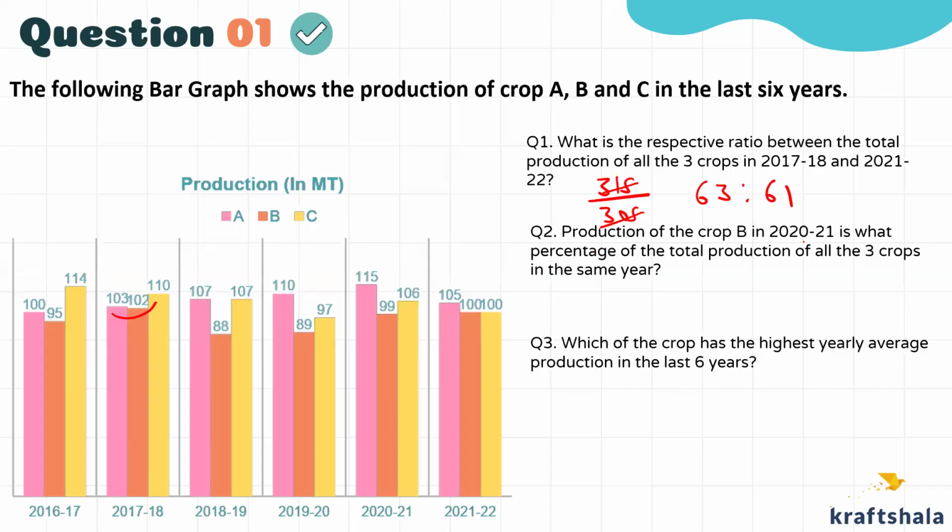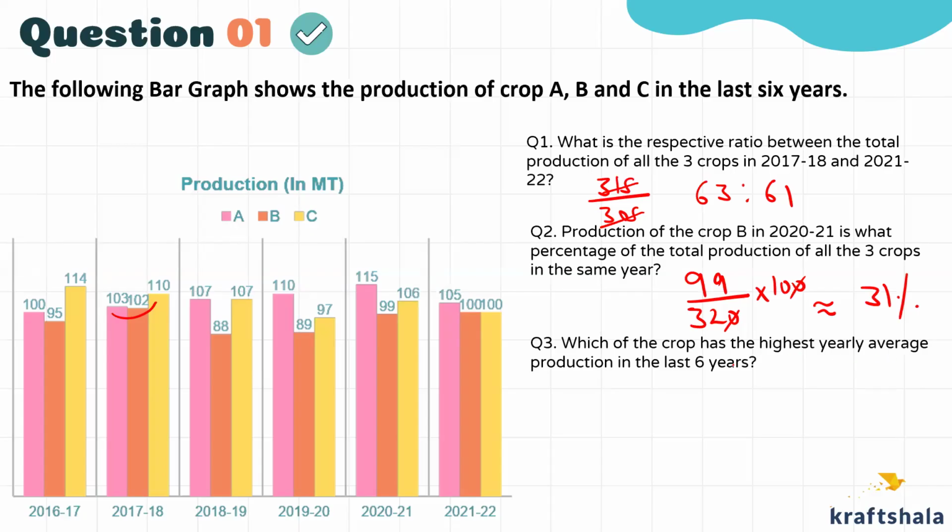Second, production of crop B in 2020-21, that is 99, is what percentage of total production of all three crops in the same year? So 100, 200, 214, 314, and 320. So approximately we have to tell. So 33, 3s are 99, 96 plus 1%. So approximately 31%. So without a calculator, obviously we have to find approximately only.